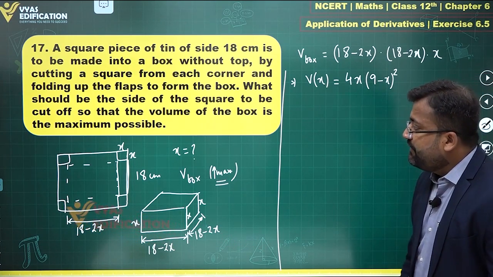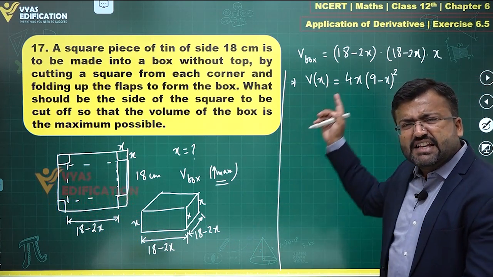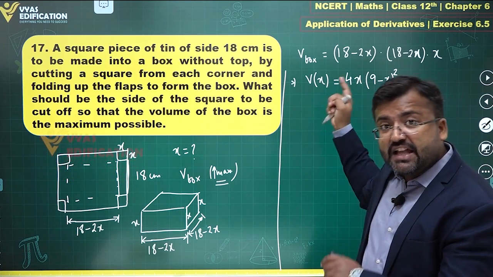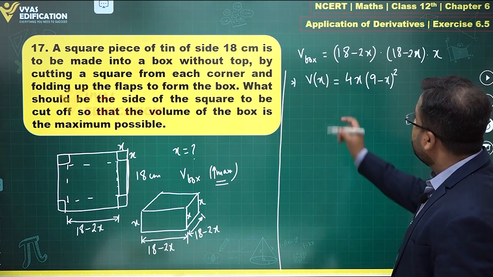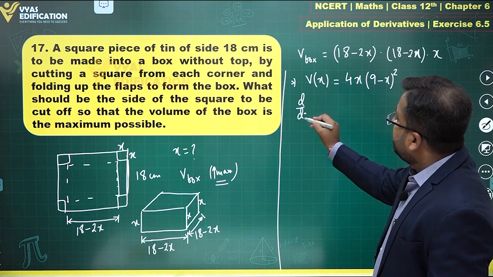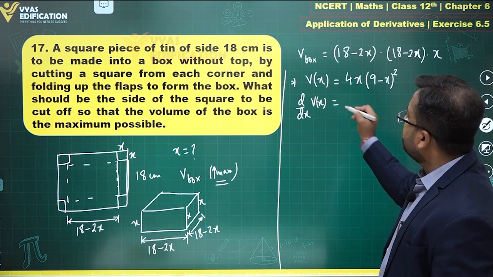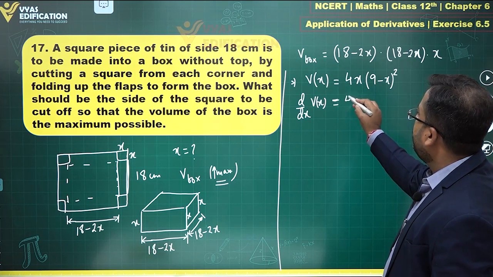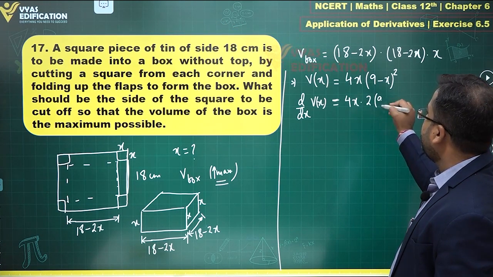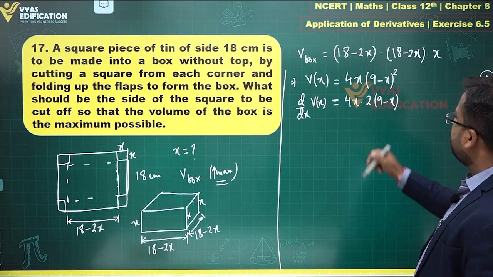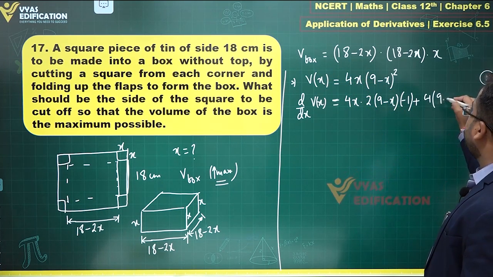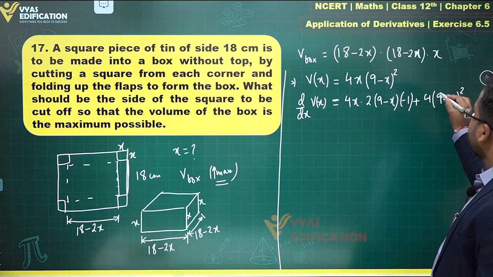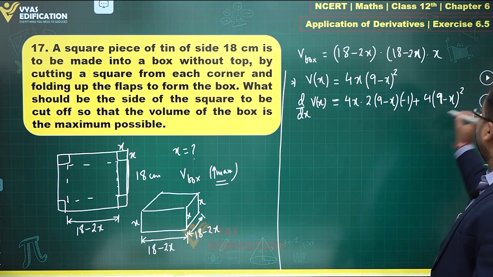And we want to maximize this. Is this in terms of a single variable? Yes, this is in terms of a single variable, so we can differentiate to maximize or minimize this. So let's differentiate d by dx of V(x). What is that? 4x is, okay, this is 2 times (9 minus x). We'll apply the product rule, by the way. This is 2 times (9 minus x) times minus 1 plus 4 times (9 minus x) whole square. The derivative of x is 1. This is what you have, right?